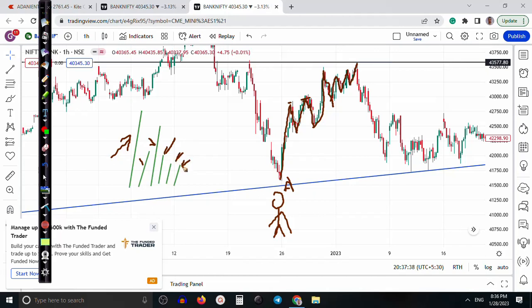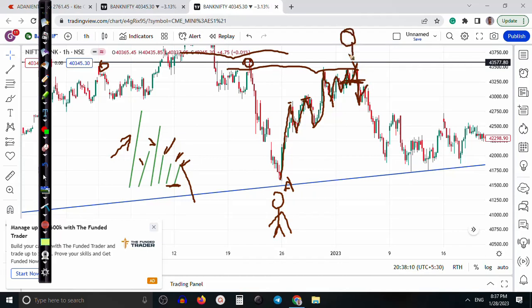All right, where exactly is he losing his energy? Exactly near a resistance line. All right, the resistance line may be somewhere here, maybe somewhere above, as I said. So finally, it dropped. So he drops and breaks this previous lower point. So where was the previous lower point? Somewhere there. And next, he is taking a rest.